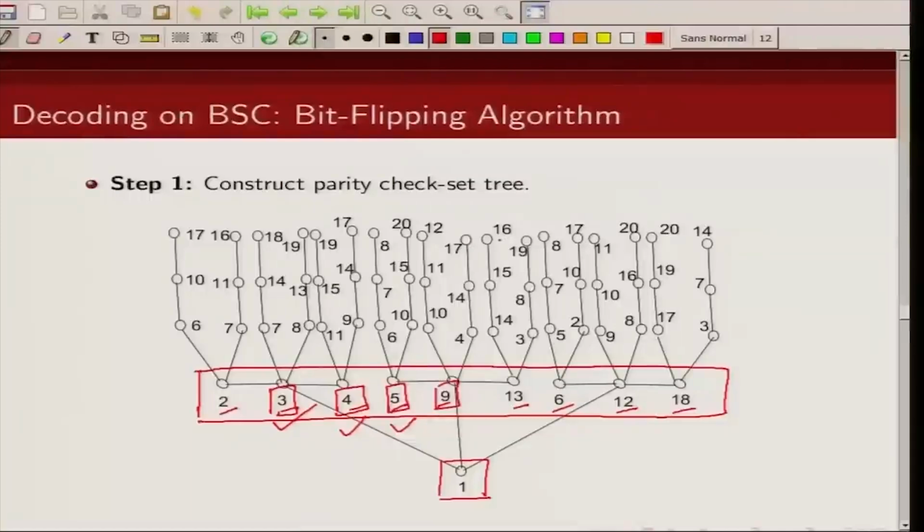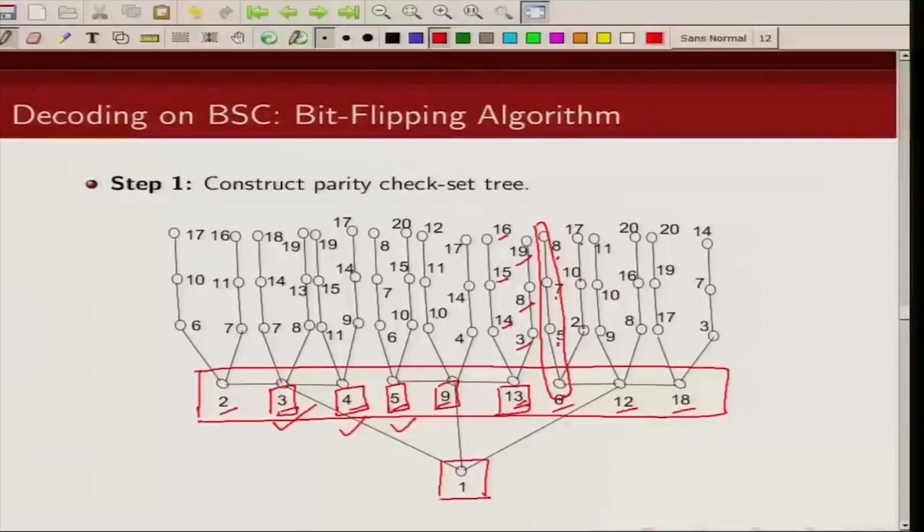13, this has 16, 15, 14 and 13, none of the bits are in error, so this will be satisfied. Then 3, 8, 19, 13, again this will be satisfied. What about this? 6, 5, 7 and 8, none of those bits are in error, so this will be satisfied. This will be satisfied. But what about this?